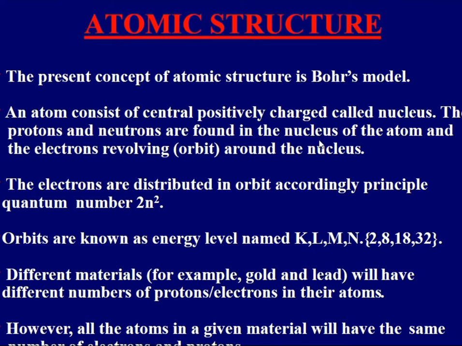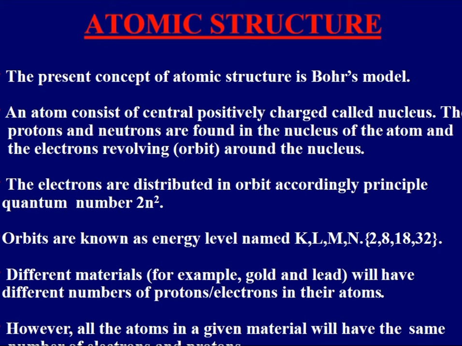The first statement was that electrons revolve around the nucleus in a circular orbit, and the centripetal force required for that circular motion is provided by the Coulomb force between electrons and protons. Secondly, he said that electrons will orbit in a particular orbit where their angular momentum will be an integral multiple of Planck's constant h bar.